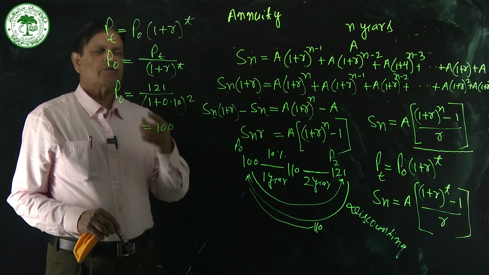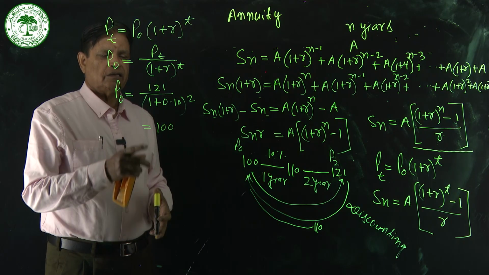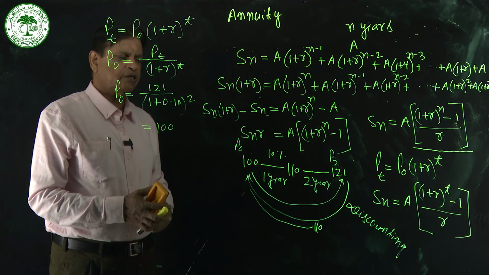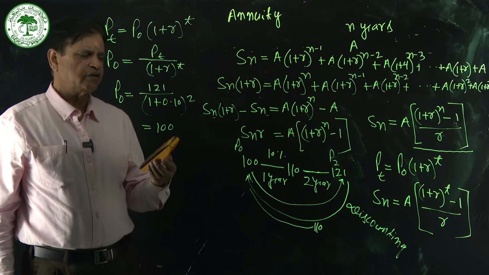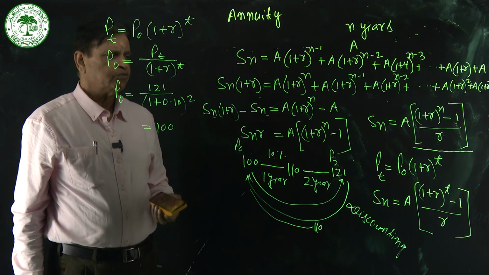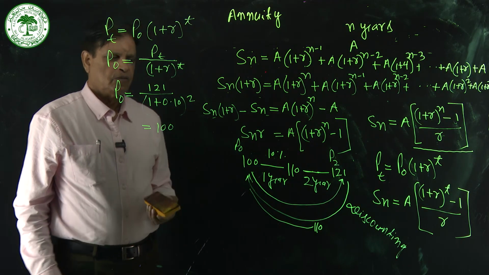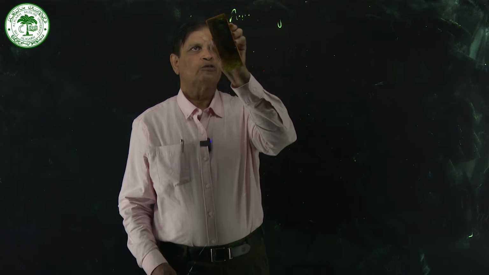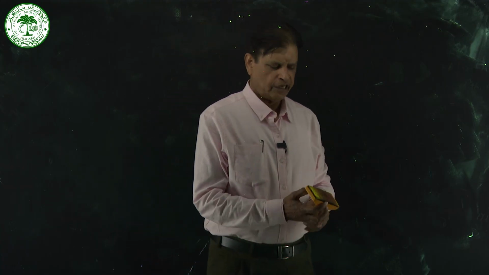So using this formula, given the future value, we can find out the present value. Now we'll tell you how to find out the present value in case of an annuity. But before that, I have to remove this. So now we'll tell you how to find out the present value of an annuity.